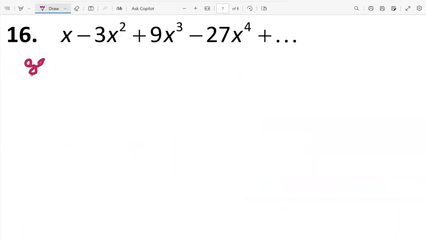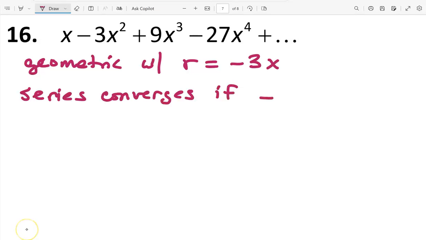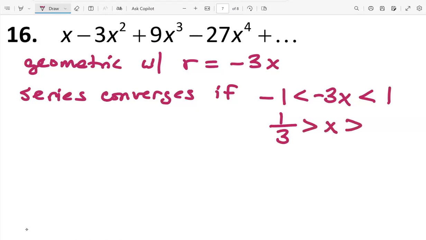The series in number 16 is a geometric series with a common ratio of -3x. And the series converges if that ratio, -3x, falls between -1 and +1. We can solve this inequality by dividing all parts of the inequality by -3, which reverses the sense of the inequality, and when we put this in a standard order, it gives us x is a number between -1/3 and +1/3.